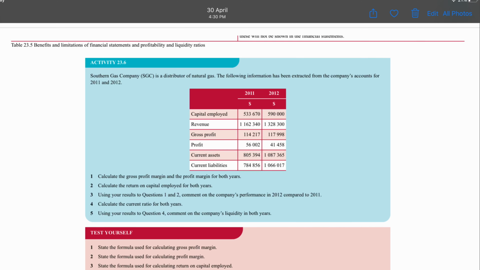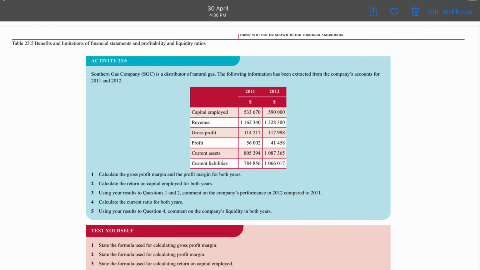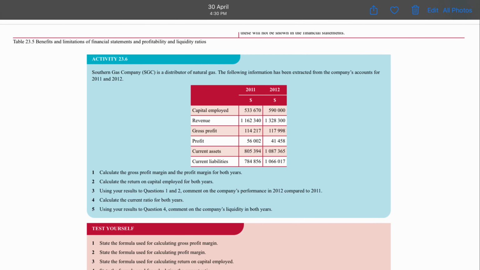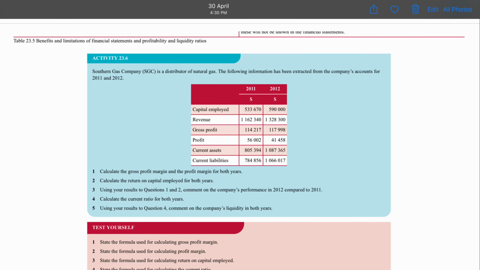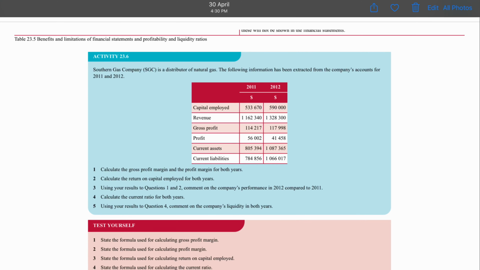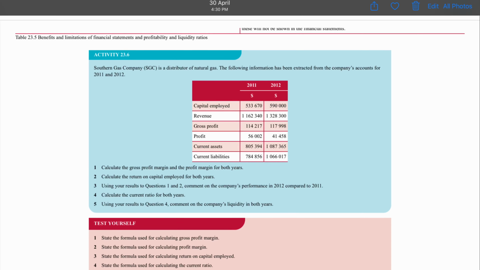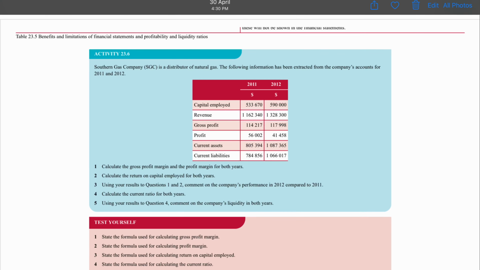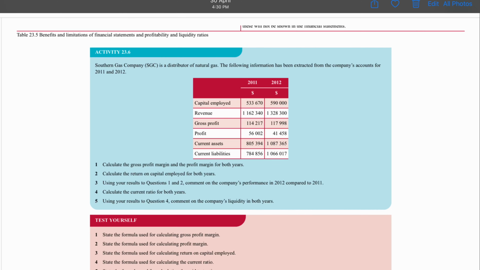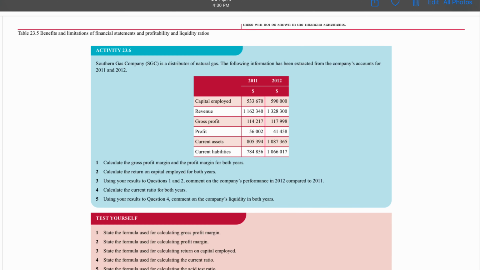Number 4, calculate the current ratio for both years. Your current ratio formula should be current assets over current liabilities. Current assets for 2011 is 805394, divided by current liabilities of 784856. So the answer is 1.03 is to 1. Current ratio for 2012 is 1087365 divided by 1066017. Your answer should be 1.02 is to 1.